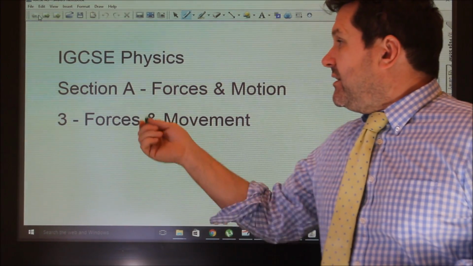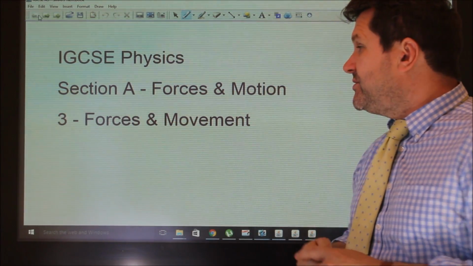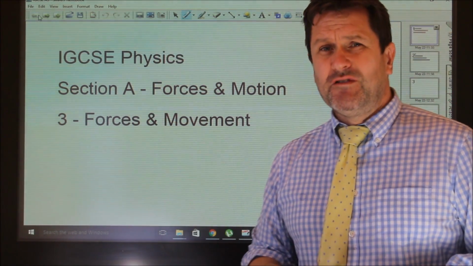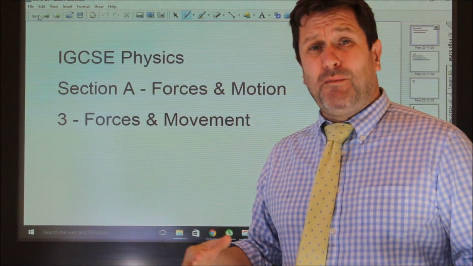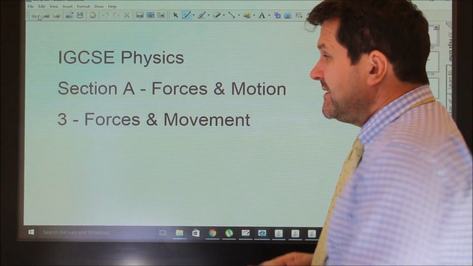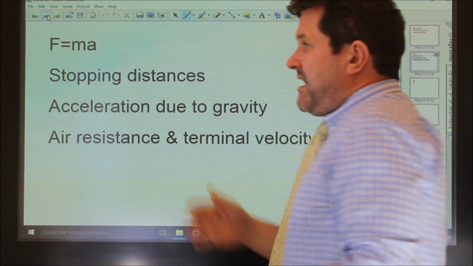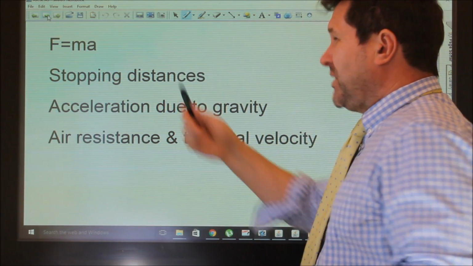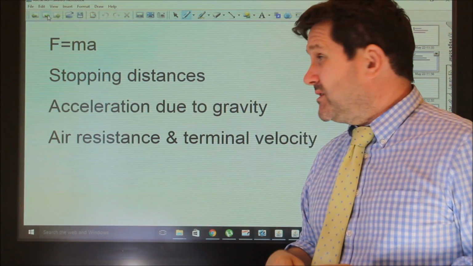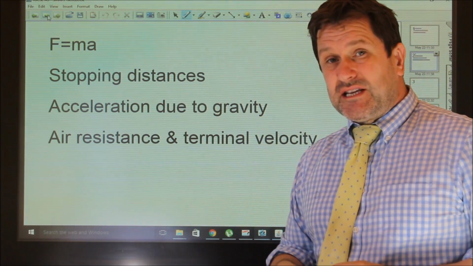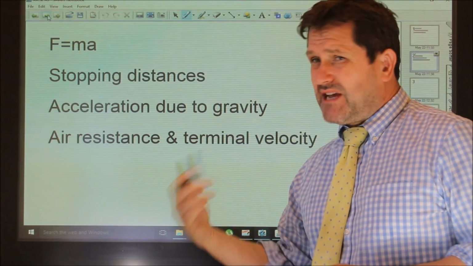This is the third part of section A, forces of motion. The third part is called forces of movement. This part is slightly more complex than that which has gone before it. So this time we're going to be looking at F is ma, stopping distance, which are very straightforward, acceleration due to gravity, and we'll look at air resistance and terminal velocity.